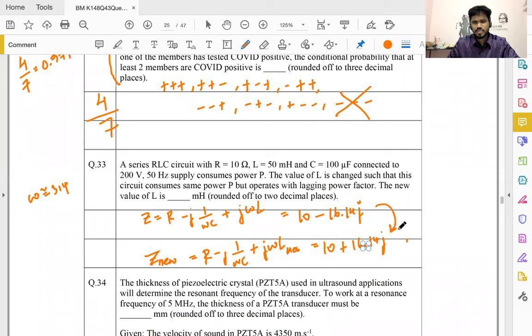So from this, you have to change this to this by changing this inductance. That's a question. You could do this very easily. LS is 152.825. No issue there. And this is in millihenry.